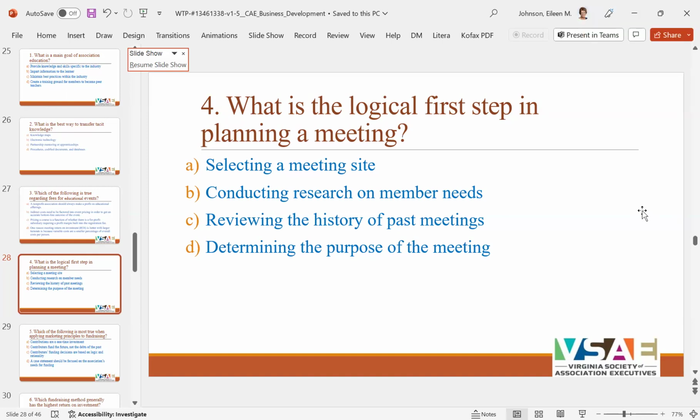Okay, what is the logical first step in planning a meeting? A, selecting a meeting site. B, conducting research on member needs. C, reviewing the history of past meetings. Or D, determining the purpose of the meeting?